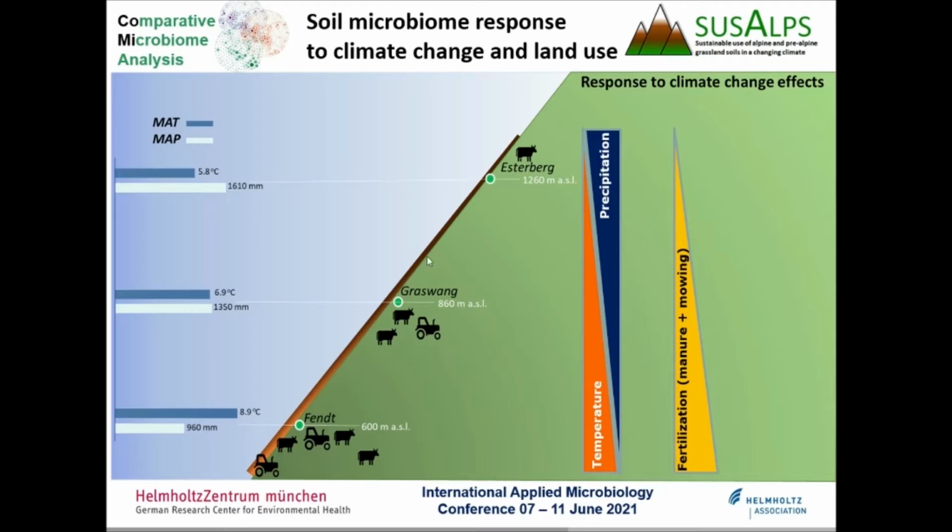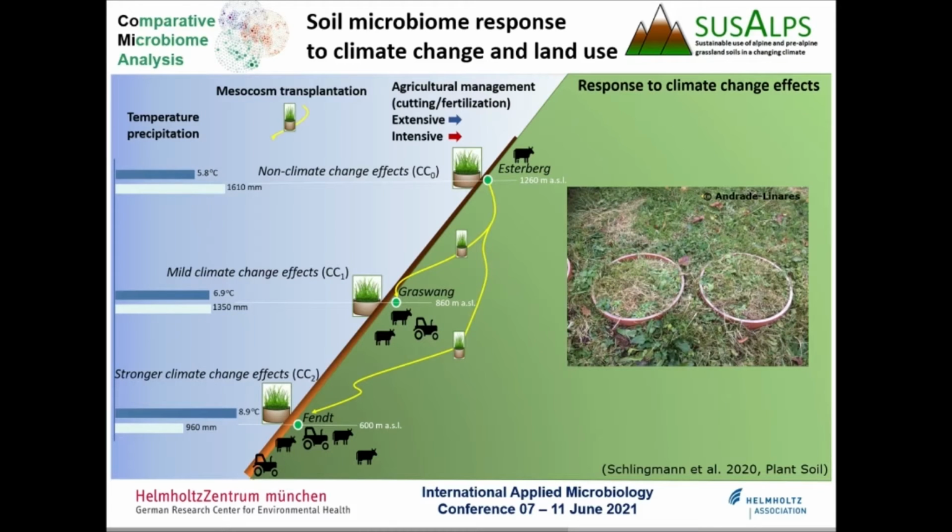We present results from our study performed in the pre-alpine region of southern Germany, represented here along an altitudinal gradient where the dominant nitrogen input is the cattle slurry fertilization, which is, however, extensively applied only at the higher altitudes. We combine an extensive or intensive management with a space-for-time climate change experiment, which was based on the translocation of intact plant-soil mesocosms down this elevational gradient to induce warming of 1 and 3 degrees Celsius.